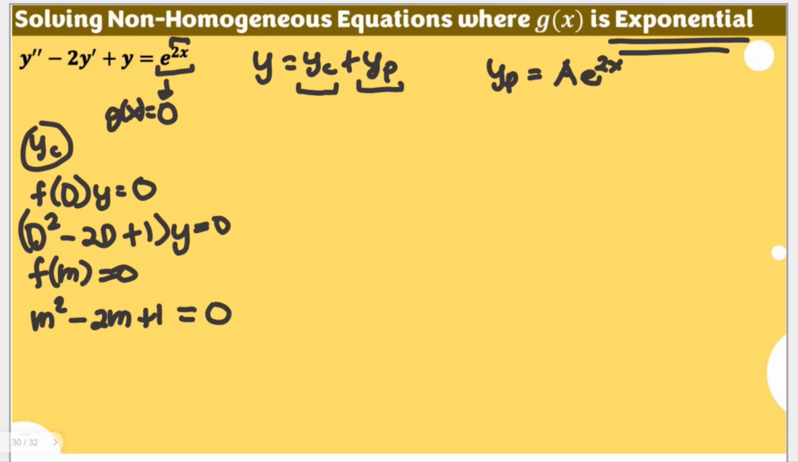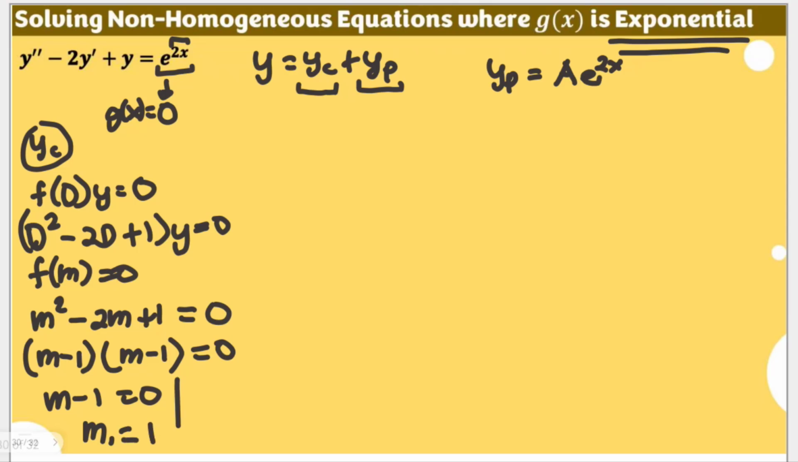This is factorable. We can have here m minus 1 and m minus 1 equal to 0, because as you multiply them, you will get m squared minus 2m plus 1. Hence, our first root is equal to positive 1, and this is also the same root for our second. Hence, that's 1. Hence, we have roots that are real, but we have repetition, specifically multiplicity of 2.